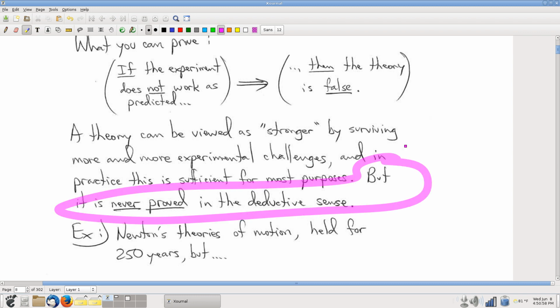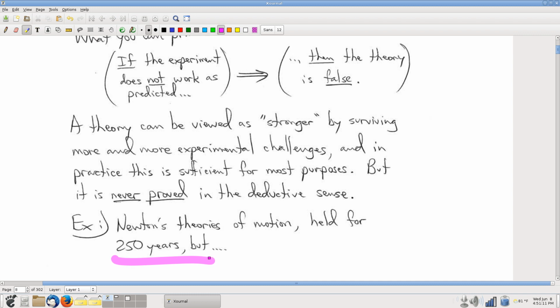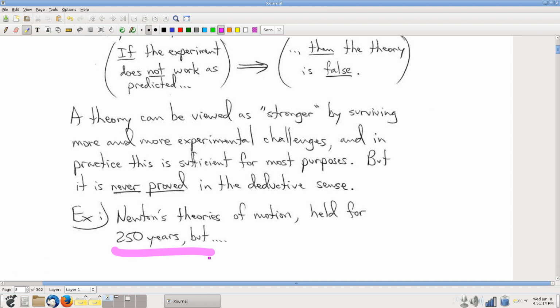Right? It's important to realize, though, that this never really proves the theory. A great example is Newton's theories of motion. So Newton's theories of motion were proposed in the mid-1600s, and 250 years later, Einstein came up with a theory of relativity, and experiments that would have been absolutely impossible in Newton's time, to be fair to Newton, showed that Newton's theories of motion were not quite exactly correct. They were very close for low velocities, but not correct, very importantly.